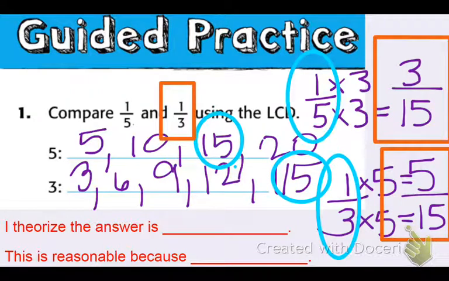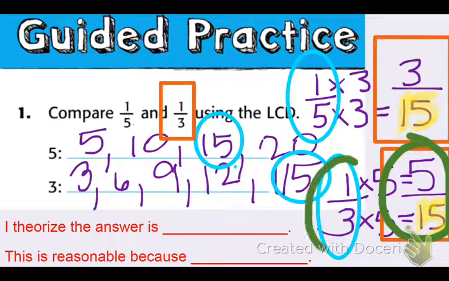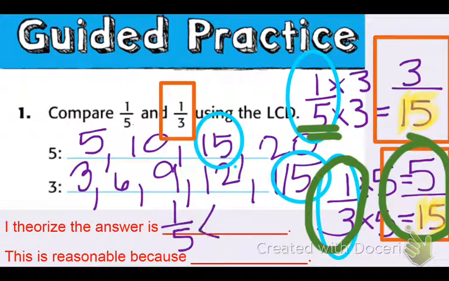Once I create those fractions that have the same denominator, it's much easier to do step 3 to compare. Is 5 pieces out of 15 larger, or is 3 pieces out of 15? Well, the larger amount is definitely going to be 5 out of 15, or 1/3 is bigger than 1/5. So I theorize the answer is 1/5 is less than 1/3. It's reasonable because 1/3 has a greater value when you compare those like fractions.